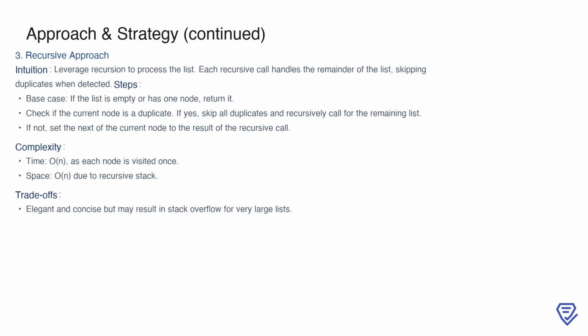If no duplicates are present, we link the current node to the result of the recursive call. This approach is elegant and concise, requiring minimal code, and it maintains a time complexity of O(n), since each node is visited only once. However, it comes with the trade-off of using O(n) space due to the recursive call stack, which could lead to stack overflow for extremely large lists. While visually appealing, the potential for stack overflow makes this approach less robust for very large inputs.